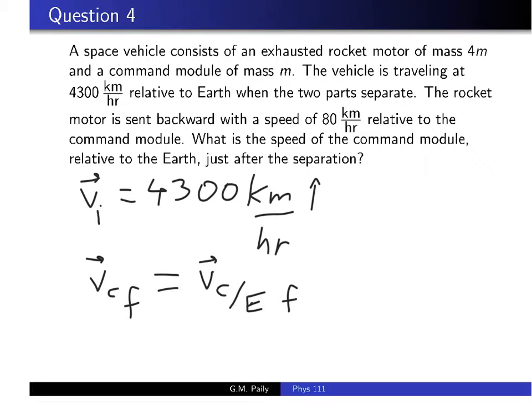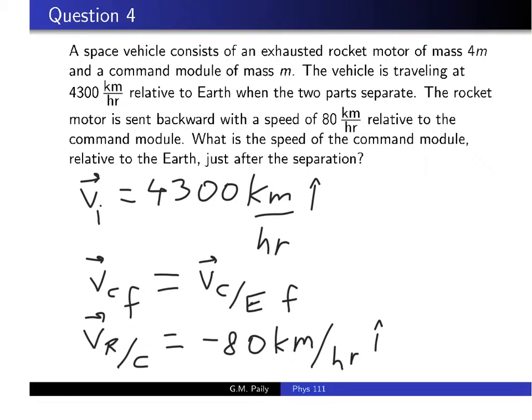We are also told about a speed of 80 kilometers per hour. This is when the rocket motor is sent backward with a speed of 80 kilometers per hour relative to the command module. How should we denote this? We say that this is the velocity of the rocket with respect to the command module, and that it is negative 80 kilometers per hour i hat, since it is being sent backwards.